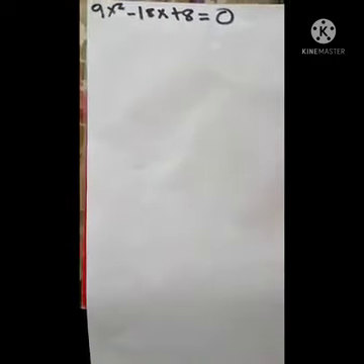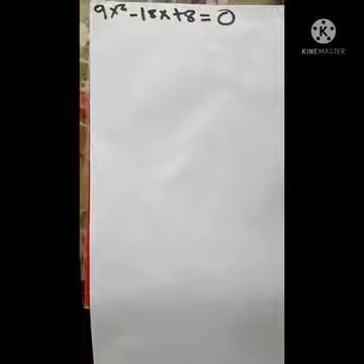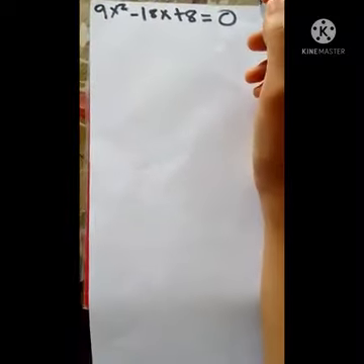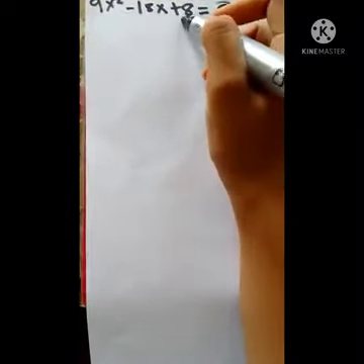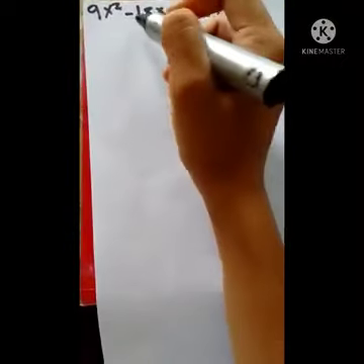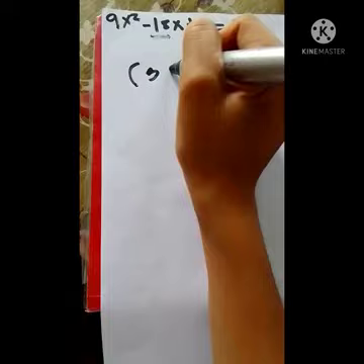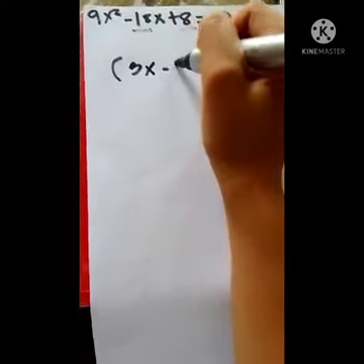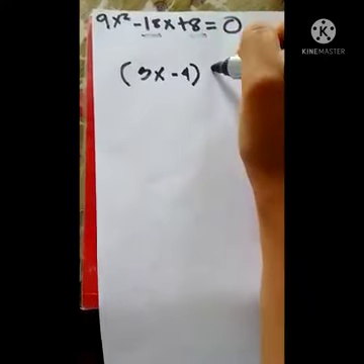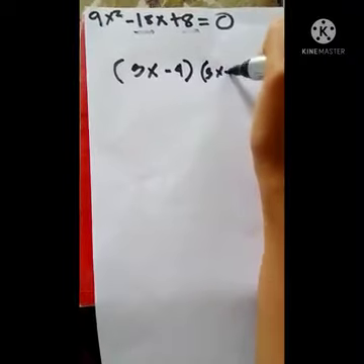Here is another example of a quadratic equation by factoring: 9x squared minus 18x plus 8 equals 0. Think of numbers that multiply to 8 and add to negative 18. The factors are 3x minus 4 and 3x minus 2.